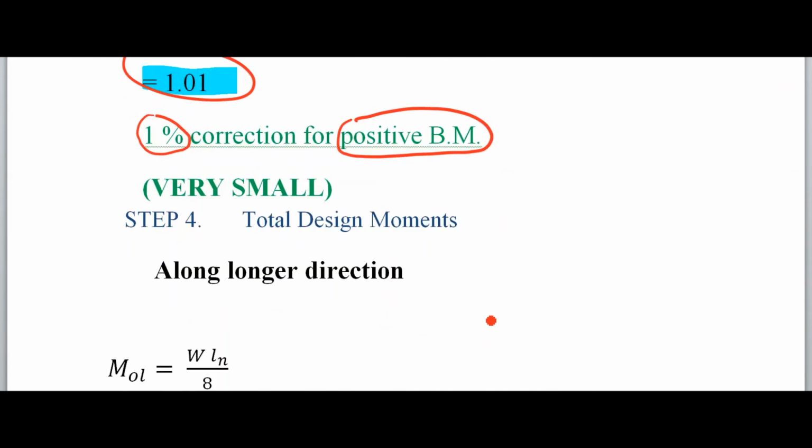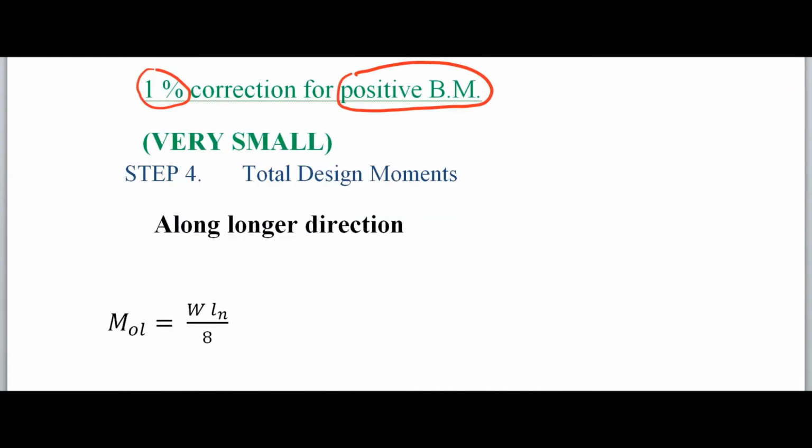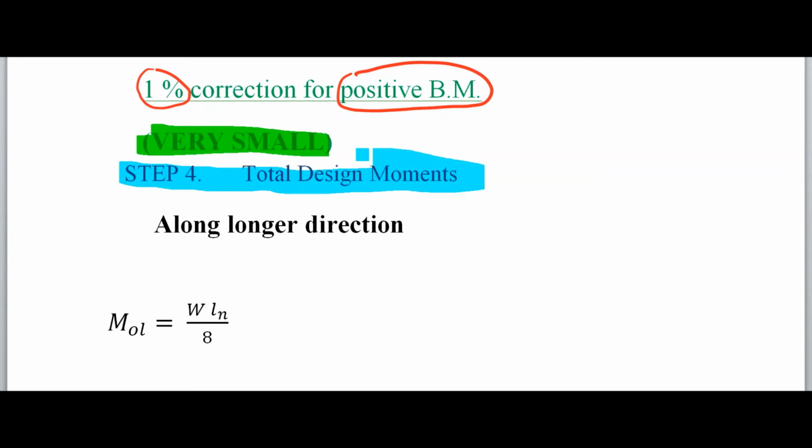But this correction of 1% is very small. So we do not need to require this. If it is more than 5% or 6%, we have to require correction. But this 1% doesn't need to be required. Okay, so we can neglect it. The correction will be neglected. Now we go to the step for total design moment. We have to find out the design moment.